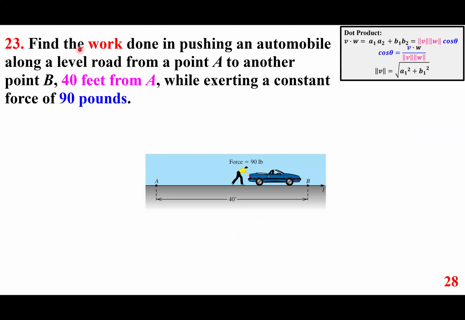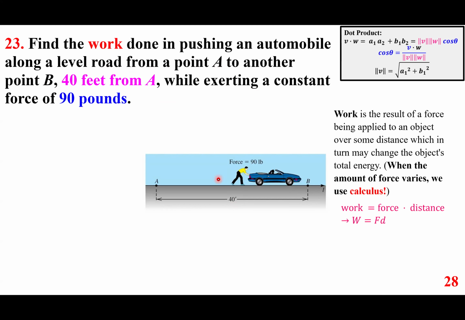Find the work done in pushing an automobile along a level road from a point A to another point B, 40 feet from A, while exerting a constant force of 90 pounds. So we're going to go from point A to point B, a distance of 40 feet, and pushing it with a force of 90 pounds.